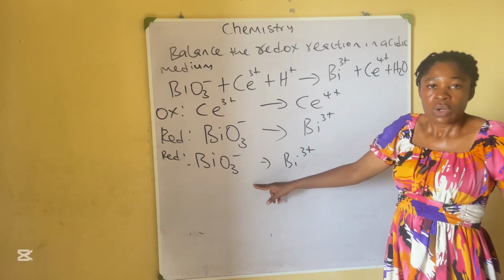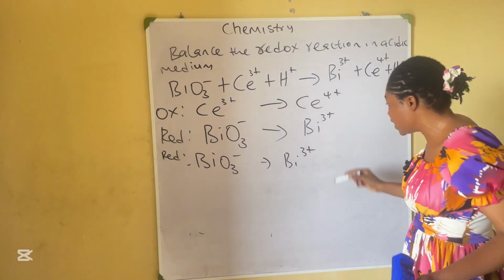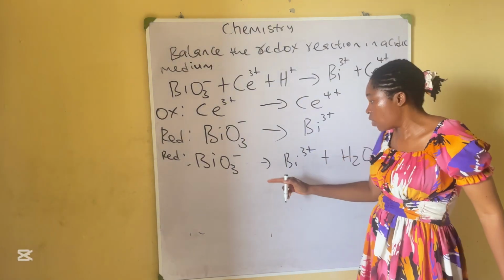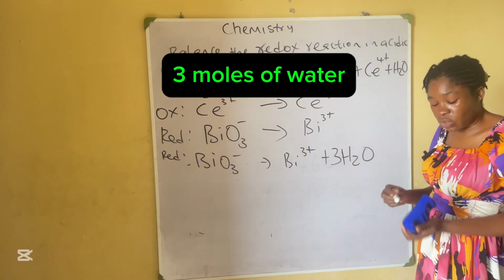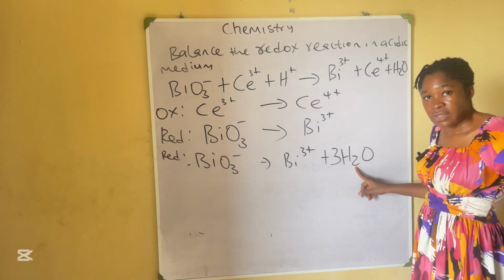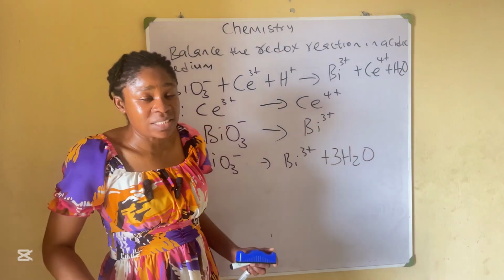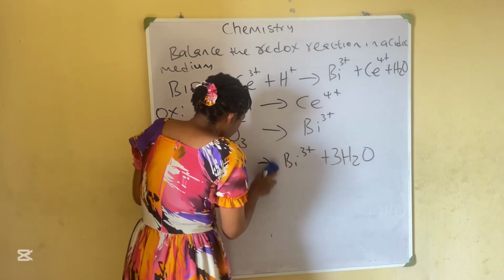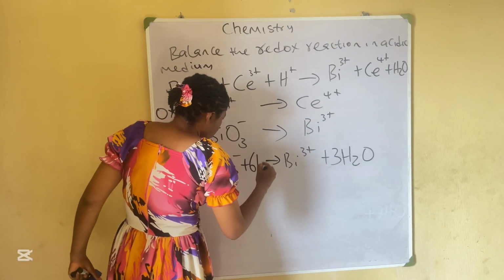What do we want to do? We are going to balance oxygen by adding H2O, adding water. How many atoms of oxygen do I have here? 3. Because of 3, I'll put 3 molecules of water. Now I have balanced oxygen. Hydrogen is left. 3 times 2 is 6, so I have 6 hydrogen here. So what do I do? Remember, if you want to balance hydrogen, use hydrogen ion. So I will also add 6 hydrogen ions.